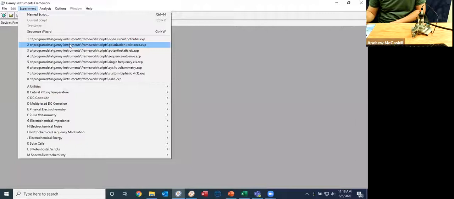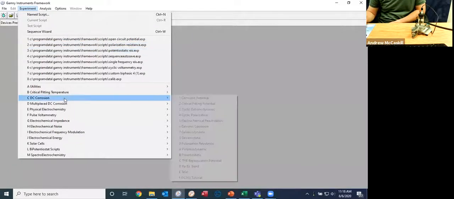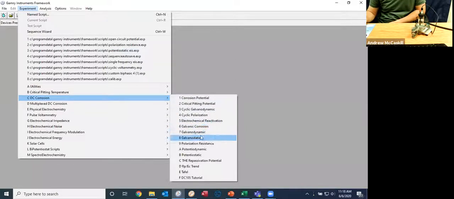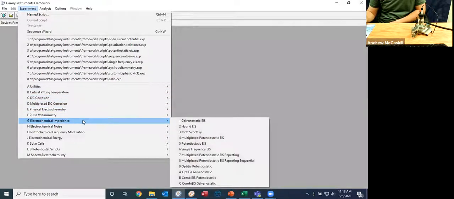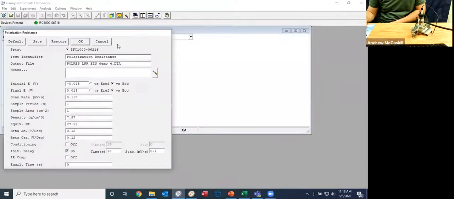Polarization resistance right here. I've been running these, so I'm able to access these right here. They're actually part of the DC corrosion package, which is polarization resistance. The other one is EIS, which is in the electrochemical impedance. It's potentiostatic EIS. But first, we're going to run polarization resistance. Let's change this to number 5.